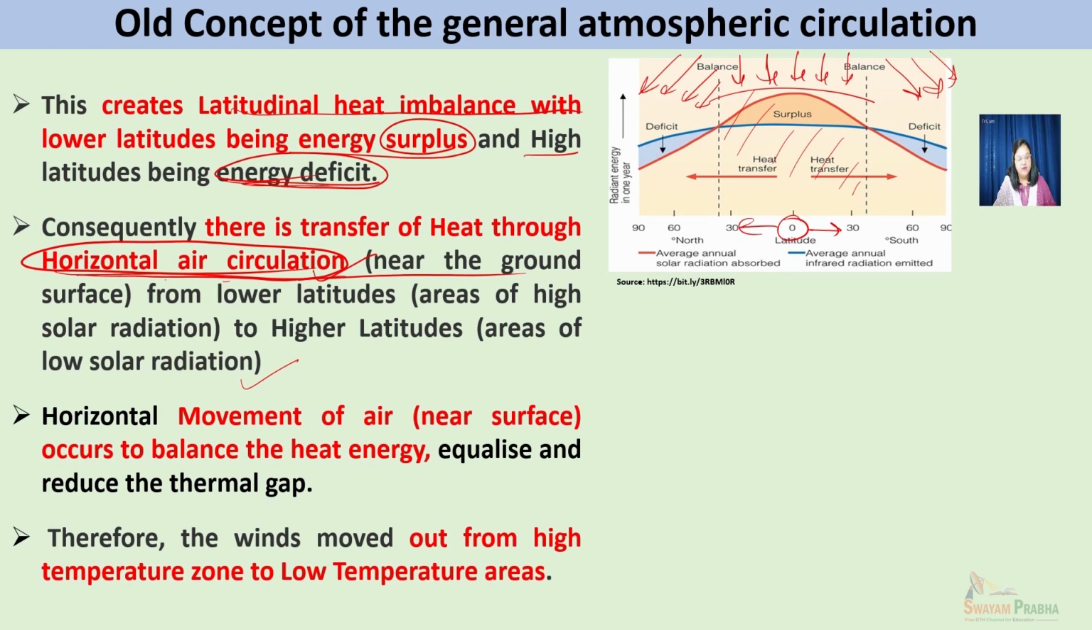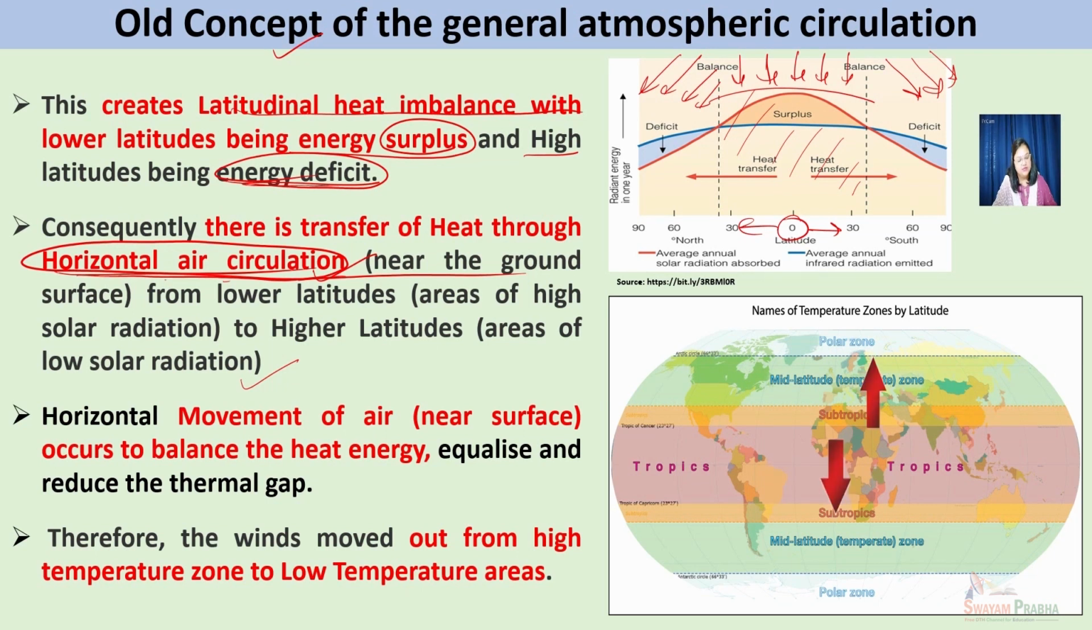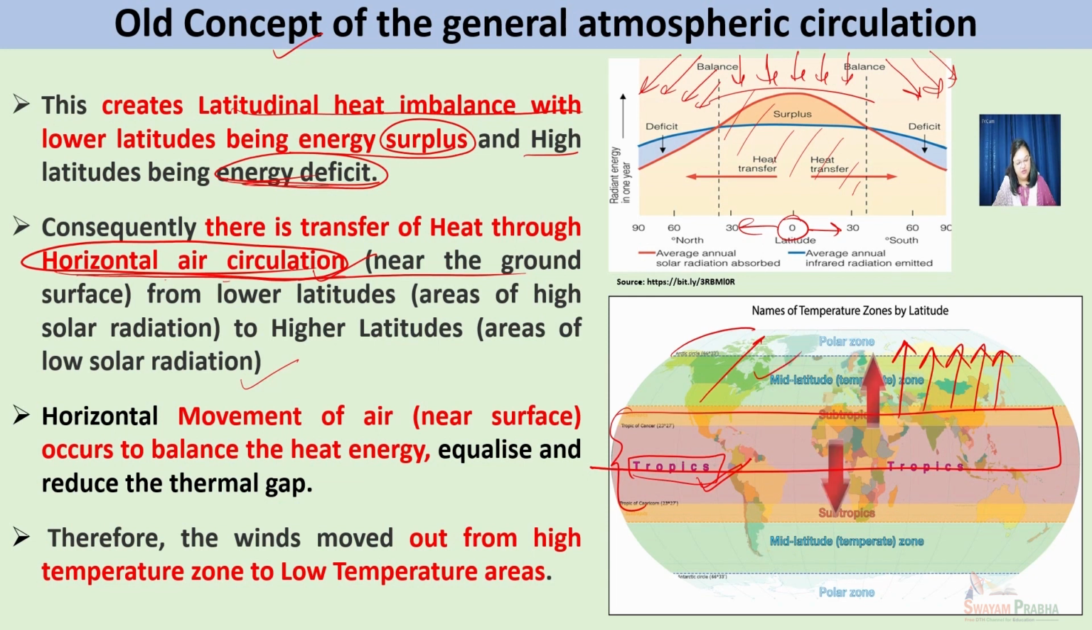So at that point of time, because the old concept was entirely based upon the temperature, it was considered that in order to balance the temperature differences latitudinally, there is horizontal air circulation from the lower latitudes, which were energy surplus areas receiving more insolation, to the areas which were energy deficit, receiving less insolation. So horizontal air circulation in terms of ground winds started blowing from the areas of energy surplus region towards the areas of energy deficit regions.